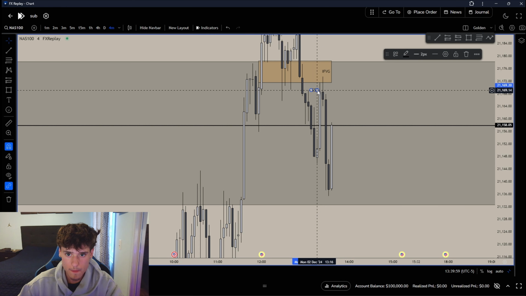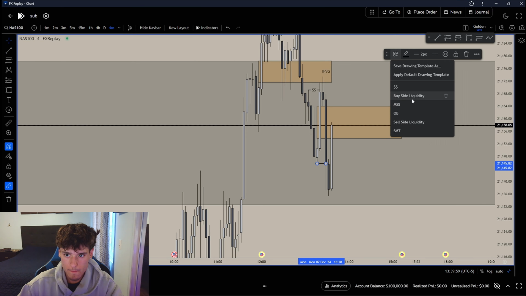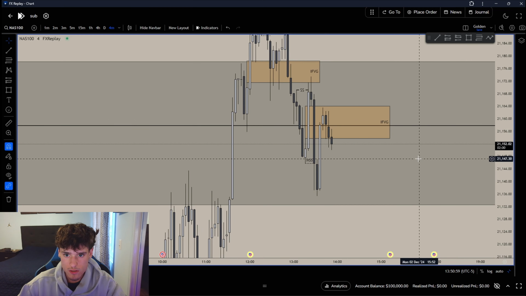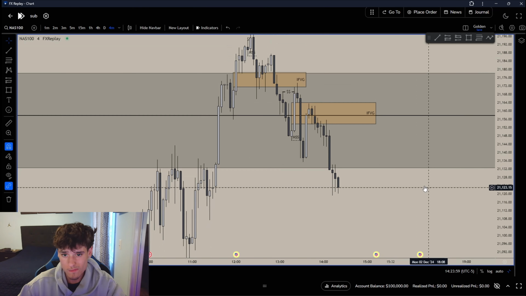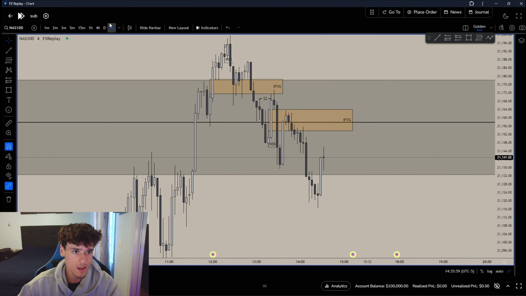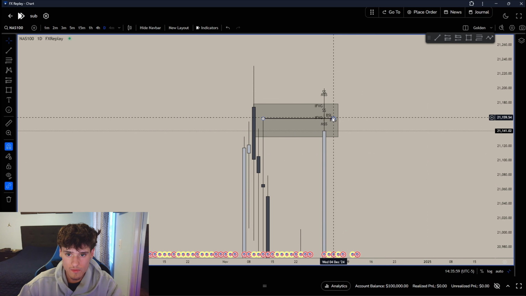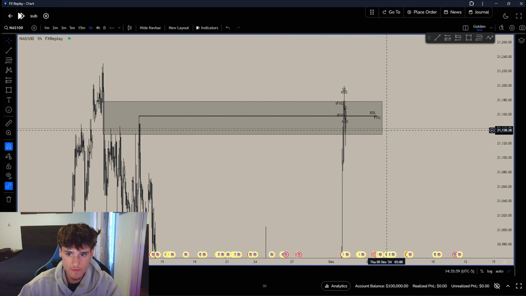So right here, we have this as a manipulation leg. This as an inversion for value gap. And then this as a market structure shift. So tap into that inversion one more time and we should have that sell off, which we do. That is so beautiful. Perfect. So there you go. You have buy side liquidity and we had this fair value gap.